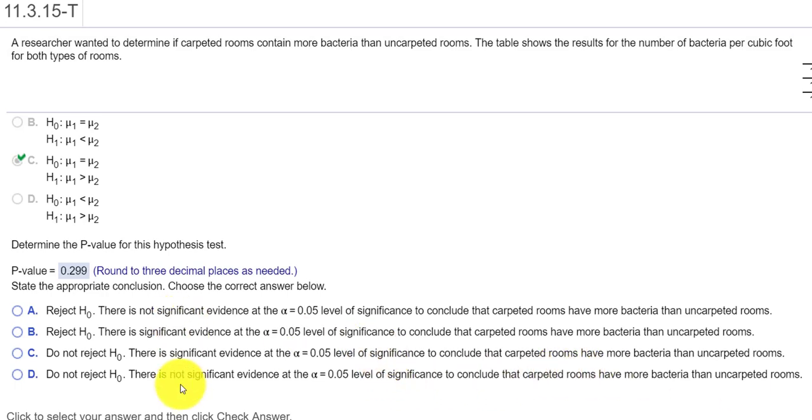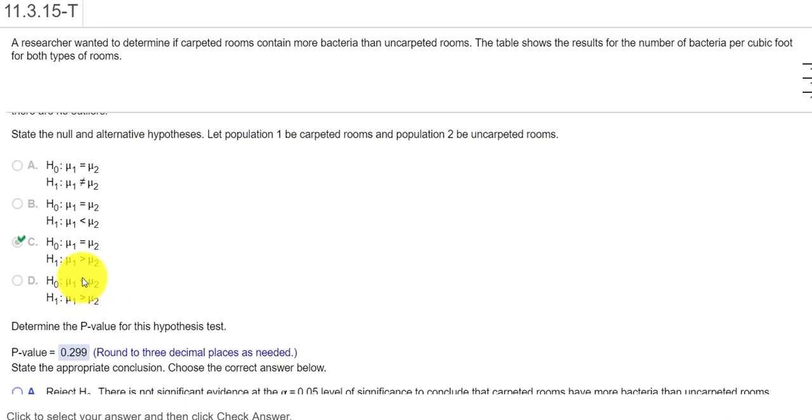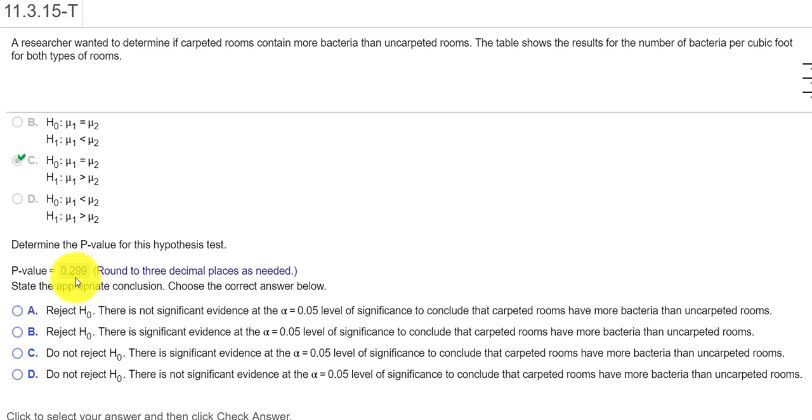Okay, so now that we have the p-value, we want to compare this to some level of significance. So the level of significance is 0.05. Our p-value is greater than 0.05. So if the p-value is greater, we do not reject. So the choices are either A, C, or D.